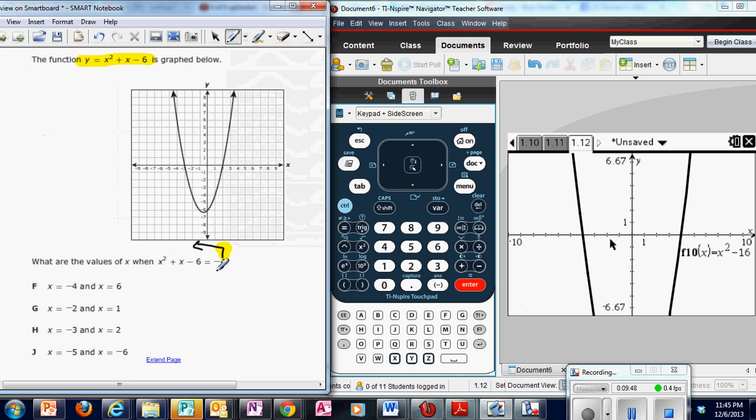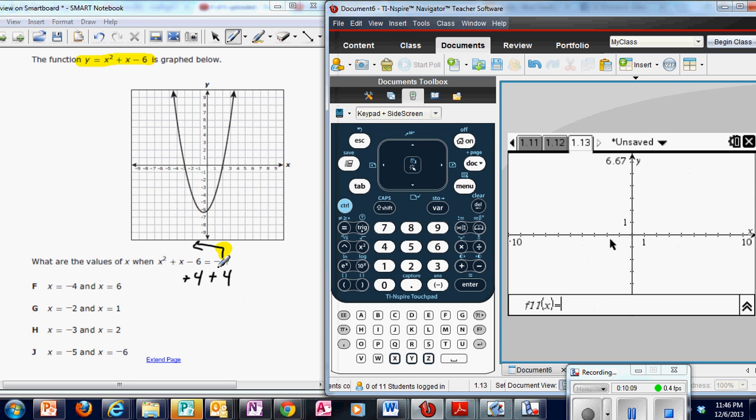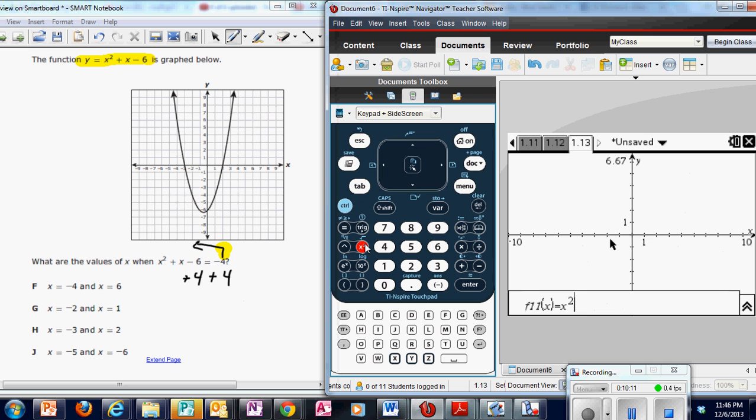So this is a -4. To get it on the other side, you would have to add 4 to both sides. So I don't even want you to have to think about that. You can just show that you're adding 4. So we'll insert a new graph, Control I, 2 for graph. Type what you already have, x squared plus x minus 6. And then you can add that 4 if you didn't want to actually simplify.